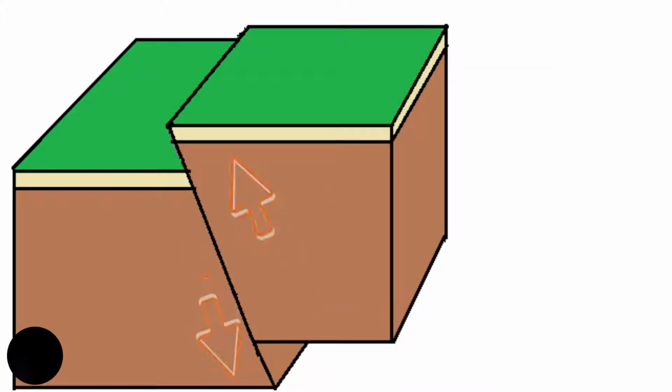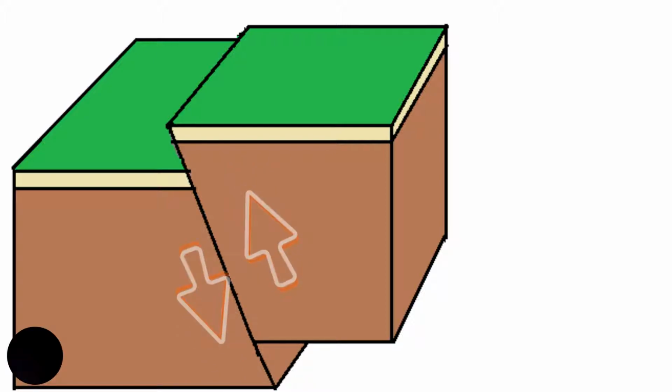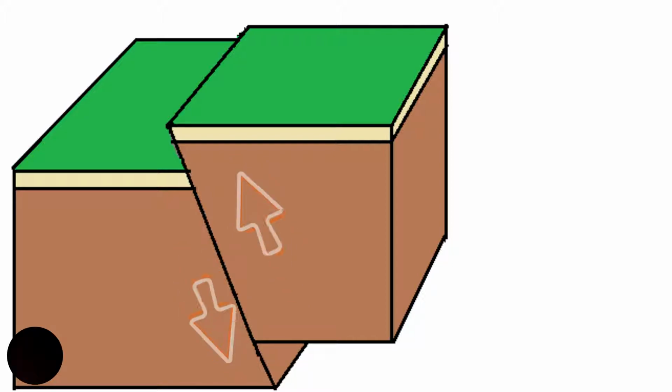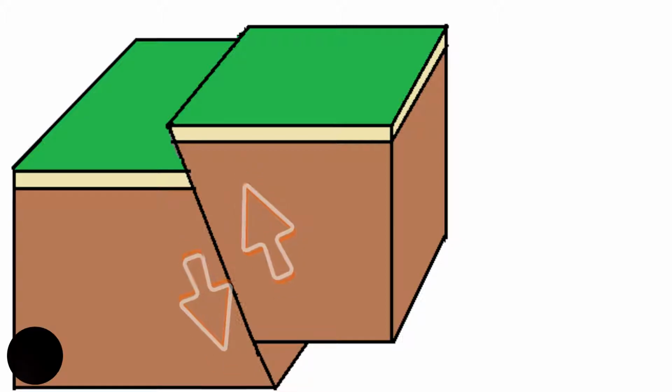This type of fault is called a reverse fault because it is the direct opposite of the normal fault. So, reverse faults are the result of compression, and it causes the hanging wall to move up and the footwall to move down. It also causes the land to be shortened.